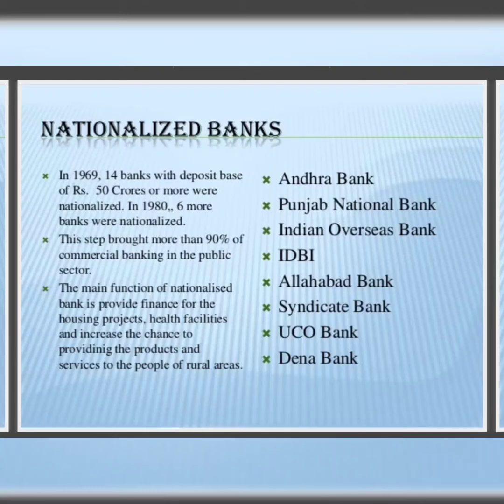The next are the nationalized banks. In 1969 we had 14 banks which were declared nationalized banks, which could deposit around 50 crores or more to become a nationalized bank. In 1980, six more became nationalized, and more than 90% of commercial banking is in the public sector. The main objective behind the nationalized banks is to provide finance for housing projects and health facilities, as well as to help provide products and services to the people of rural areas.